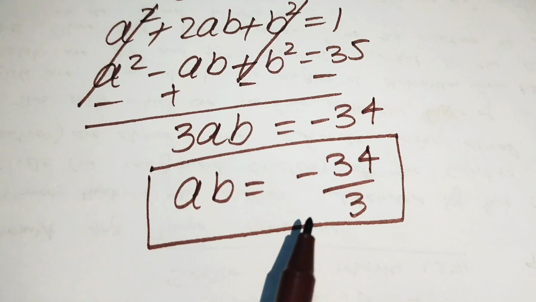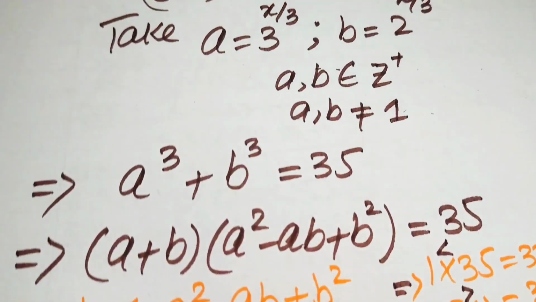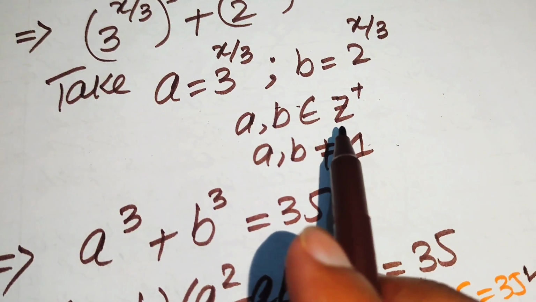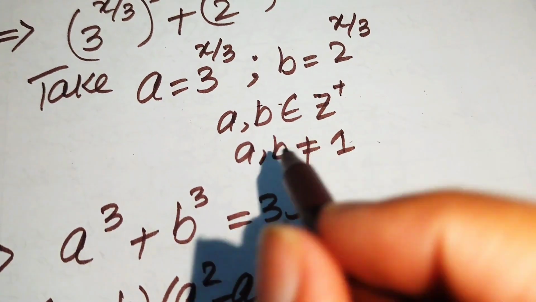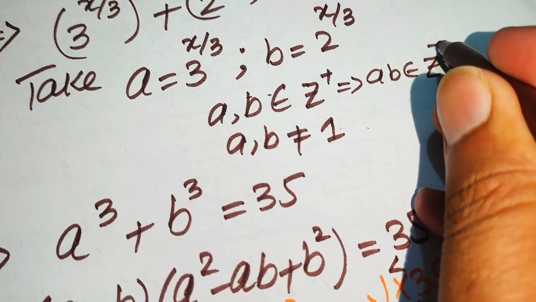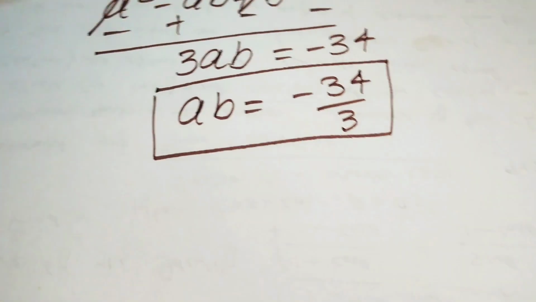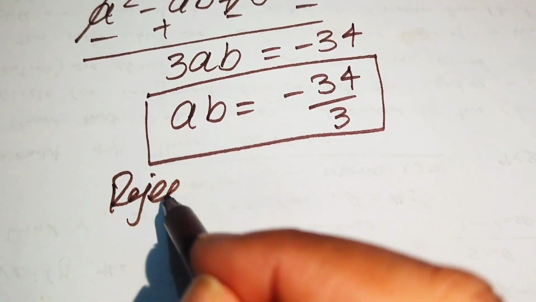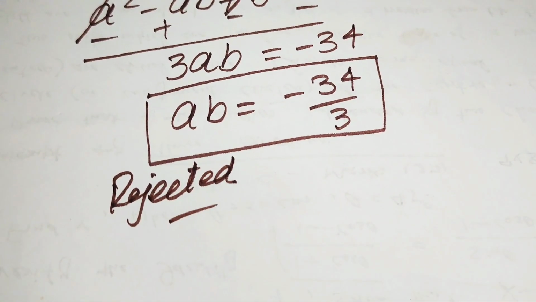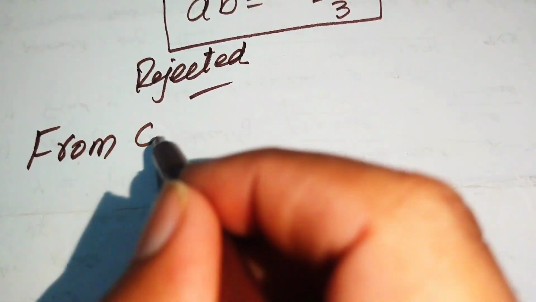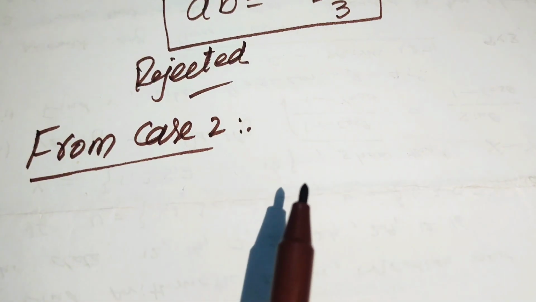Also it is not an integer, but here we make the condition that a and b must be positive integers. If a and b are positive integers, this implies that the product ab is also a positive integer. So this cannot hold this condition, so we reject this case, and we proceed to case number 2.